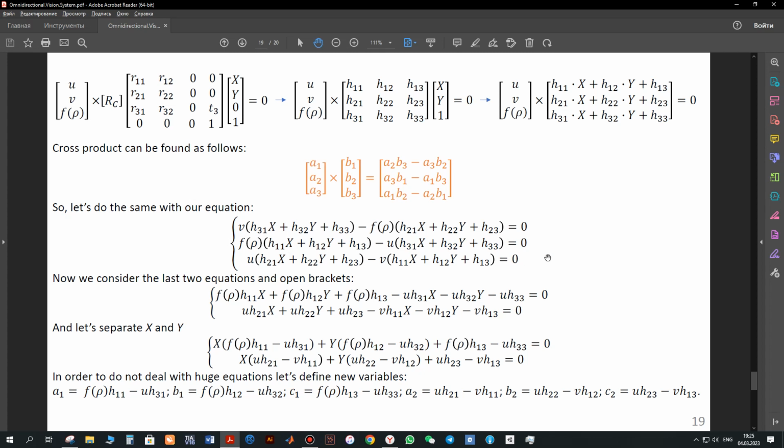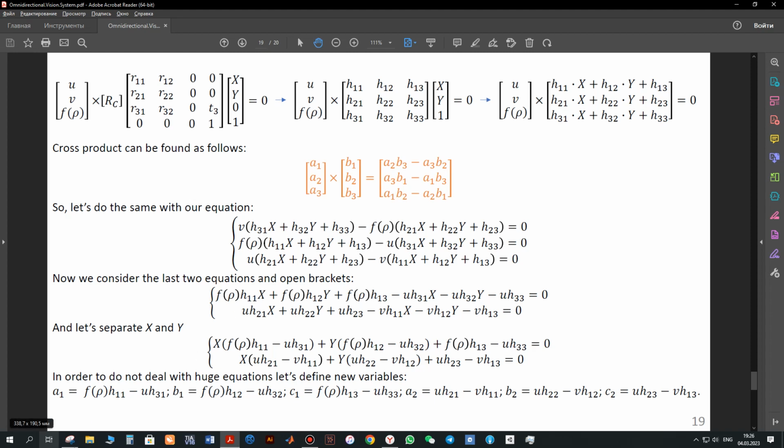Next we consider only these last two equations. We want to find x and y from them. We don't take into consideration the first one. Just consider these two, and we open brackets. So we multiply every element by f row, here we multiply every element by u, and here we multiply every element by v. So we open the brackets, and next we can separate x and y.